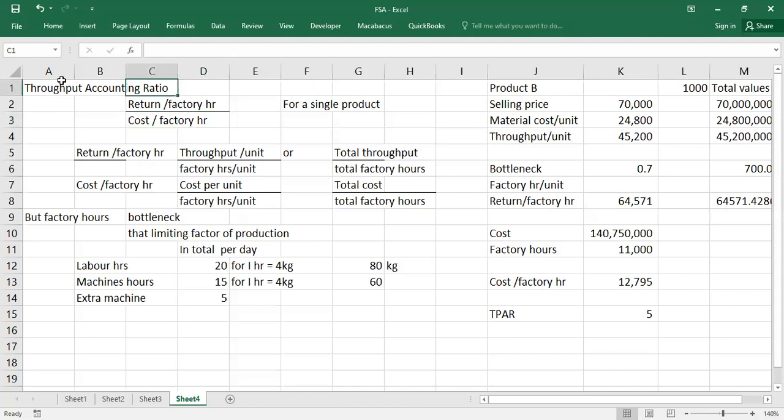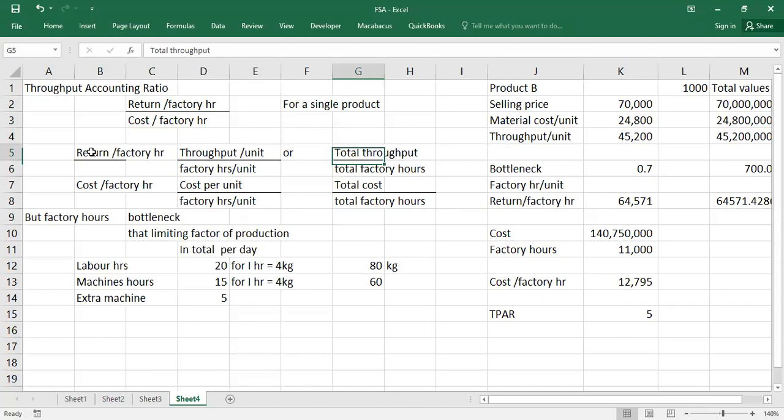Okay, I was just saying that for throughput accounting ratio or throughput accounting techniques, you need to know how to compute throughput accounting ratio. And before that, you need to know how we compute return per factory hour, or what you call throughput per factory hour. They're the same. It has two formulas. There's when you use throughput per unit divided by factory hour per unit, or use totals. Total throughput divided by total factory hour.